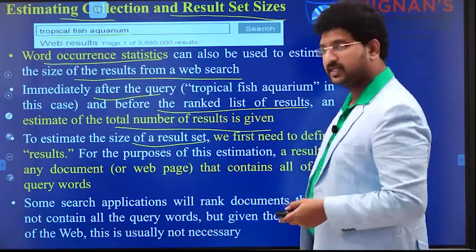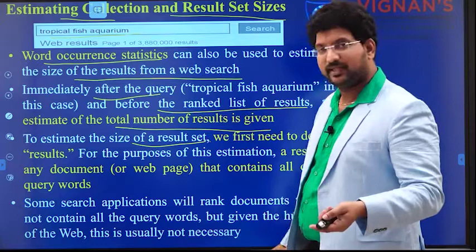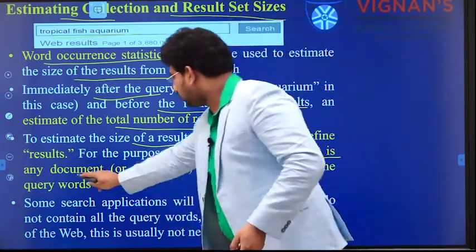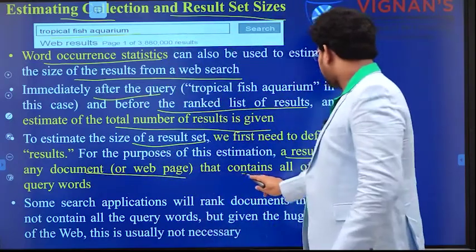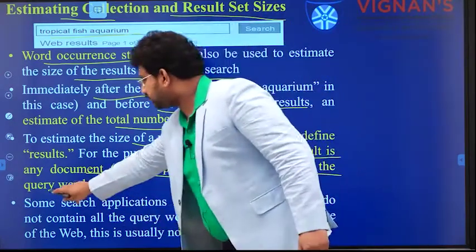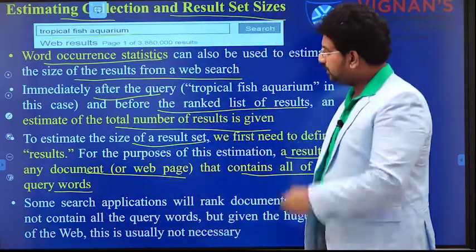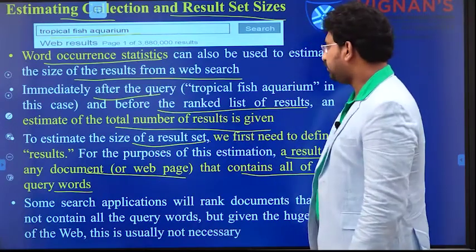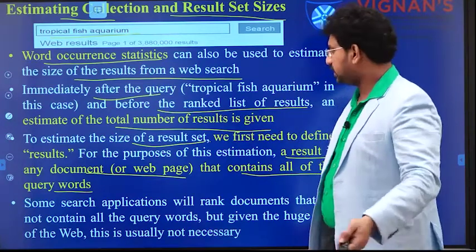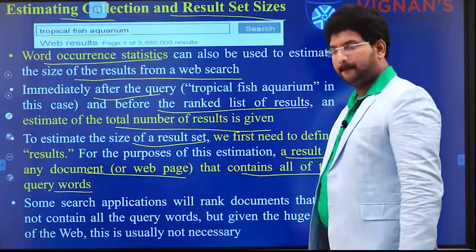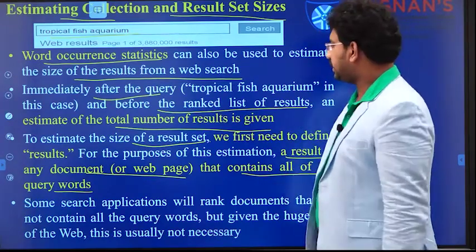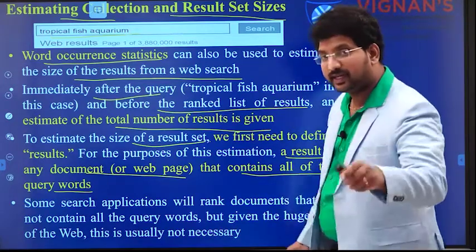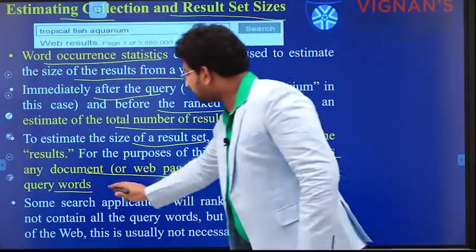For the purpose of this estimation, what we are going to do is define a result. A result is any document or web page that contains all the query words. This is the point I already told you while I was introducing this topic. We first need to define the results. A result set is any document or web page that contains all the query words.